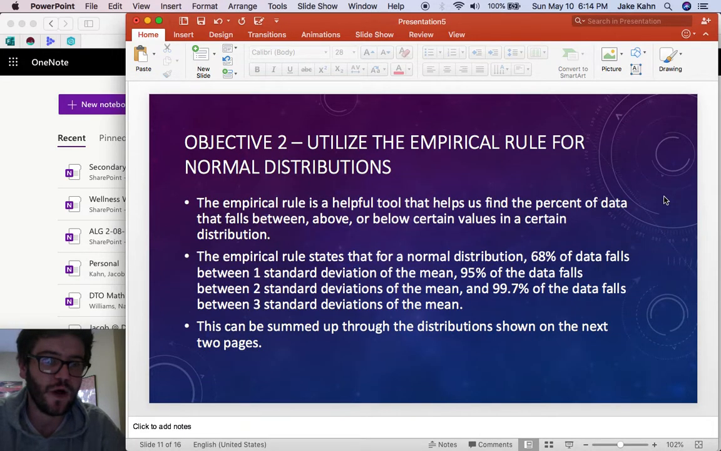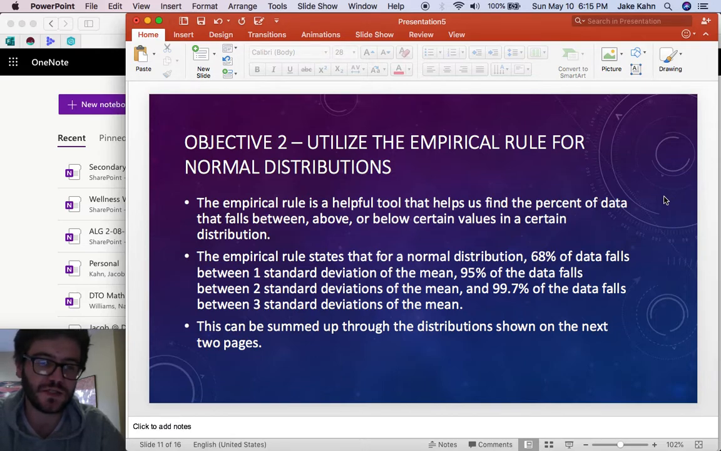Now you should be asking why. Like, okay, I understand that. It's nice that it has a name, but I kind of already knew that, right? That most of the time data exists near the mean. The reason that this is so cool is that we can look at distributions of normal data and we can actually approximate the percentages that fall between certain values or fall above a value or below a value. And to do this, we use something called the empirical rule for normal distributions.